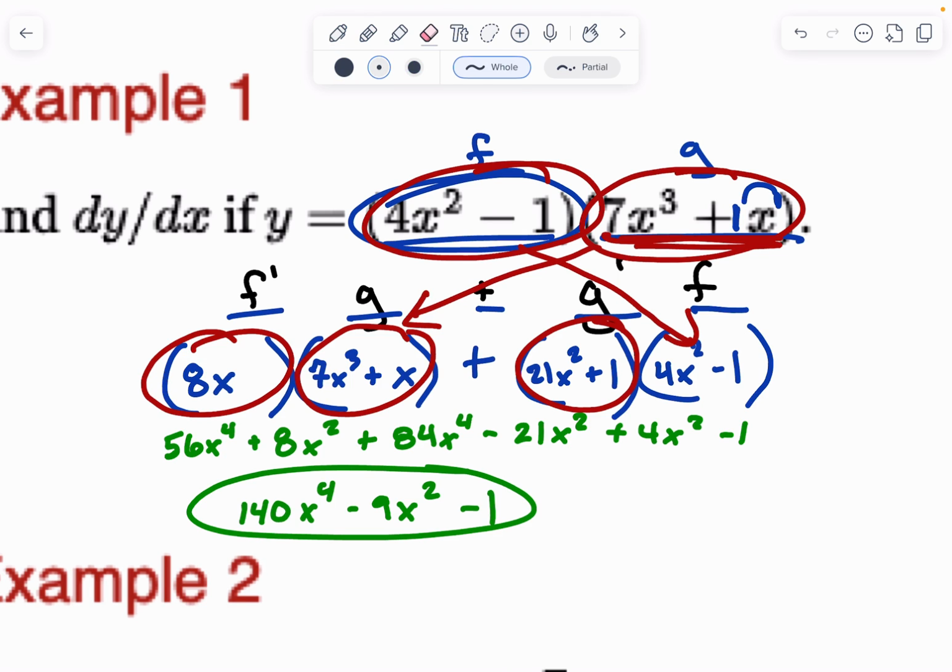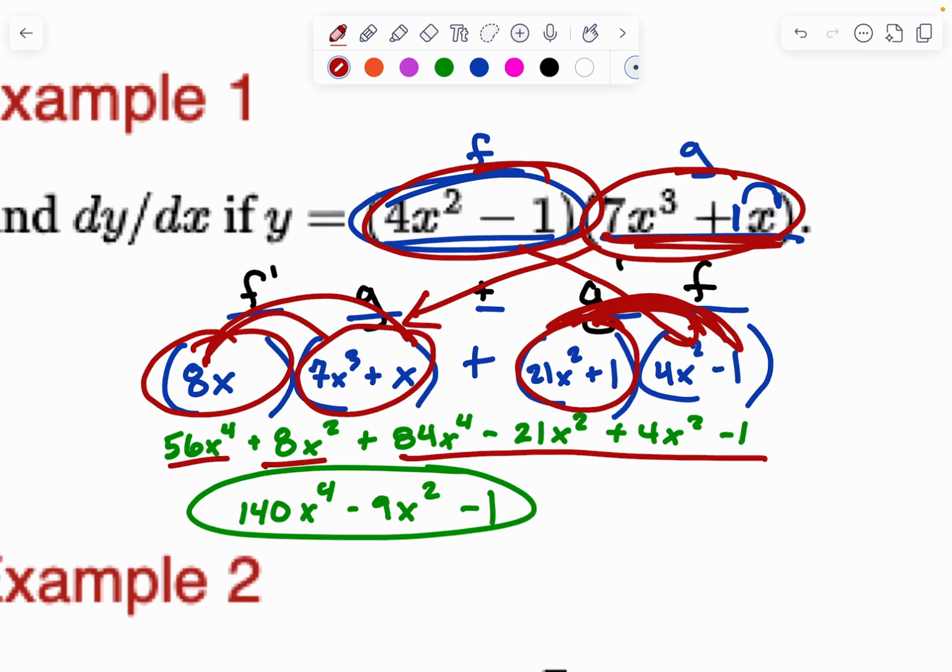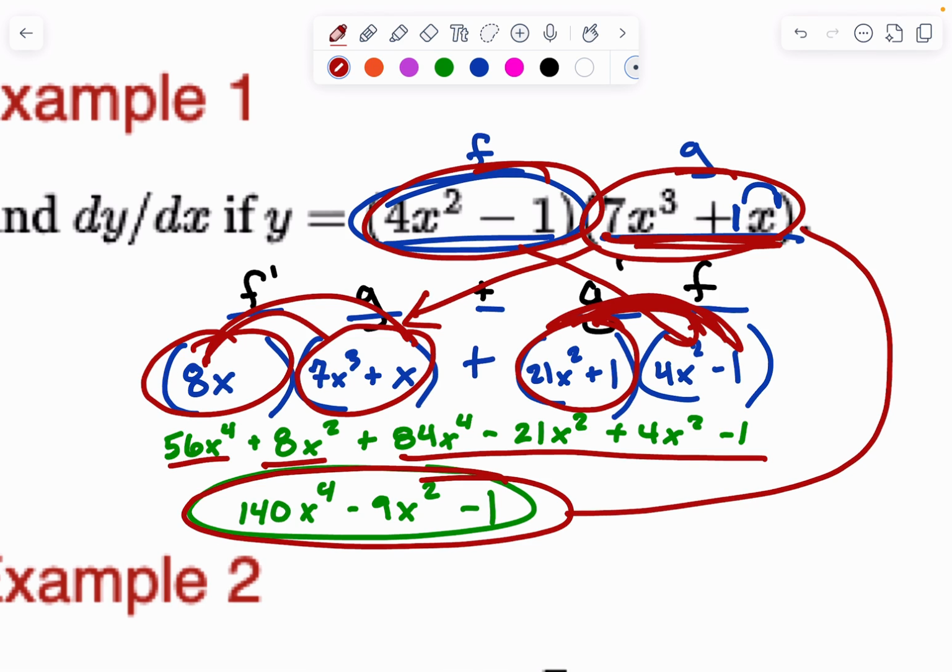When we FOIL, this multiplied through ends up giving us those two terms, okay? Then if we FOIL these two together, we end up getting these 4 terms. And if you combine like terms, you should end up getting that last little bit, okay? 140x to the 4th minus 9x squared minus 1. And that is the derivative of this guy.